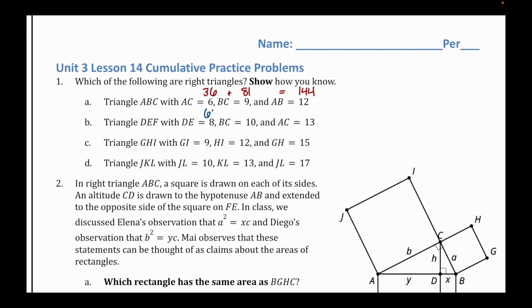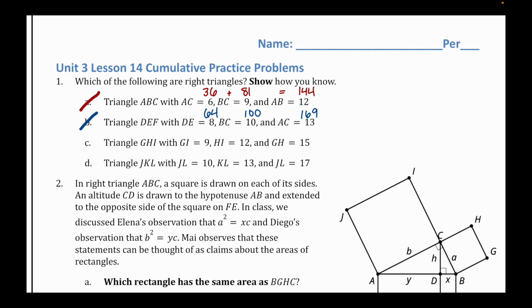8 squared would be 64, and 10 squared is 100. And is that going to equal 13 squared? What's 13 squared again? That is 169. Very close. But that is going to make actually 164, not 169. So let's cross off A, and we're going to cross off B because B does not work.